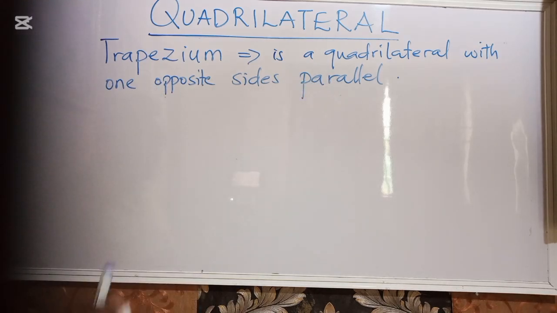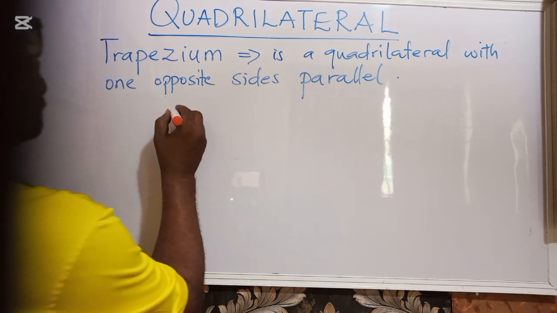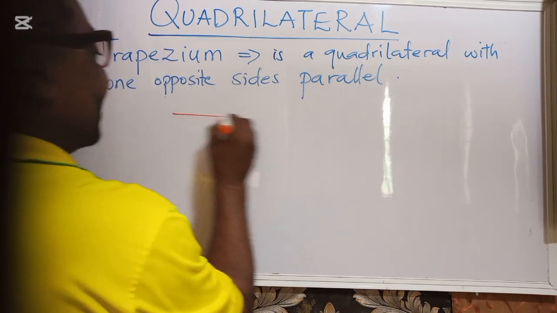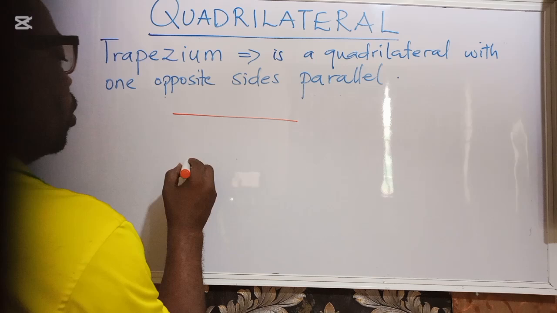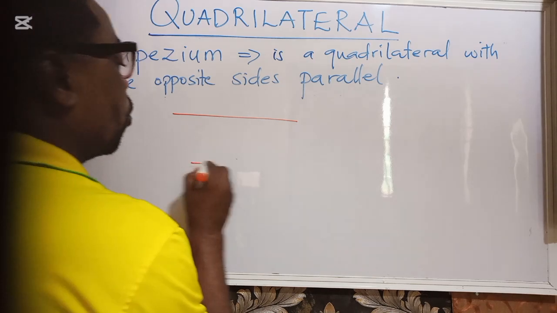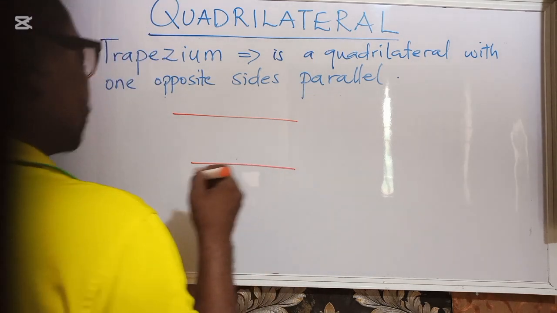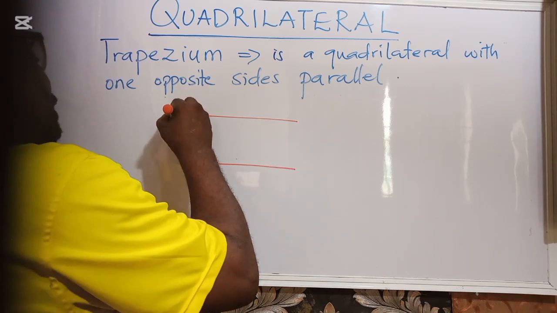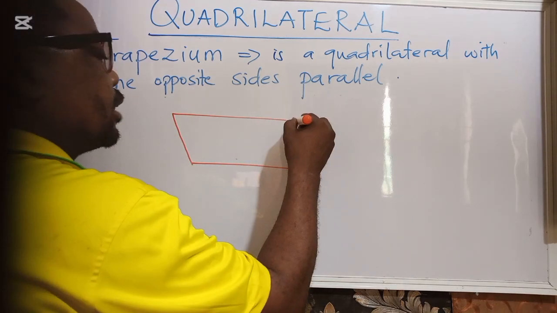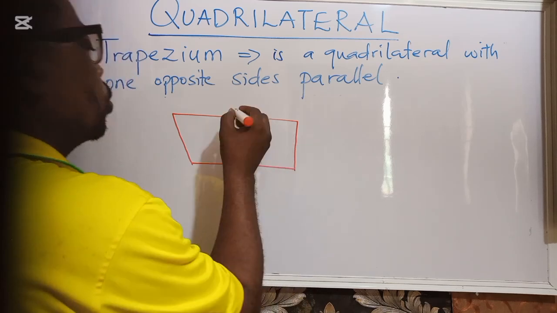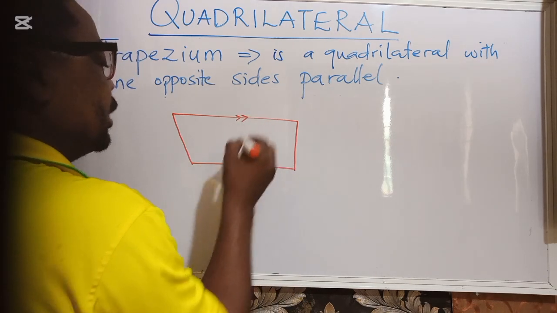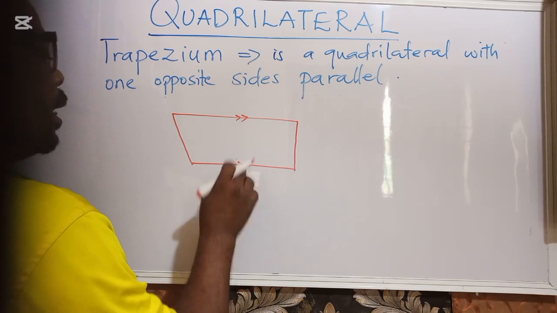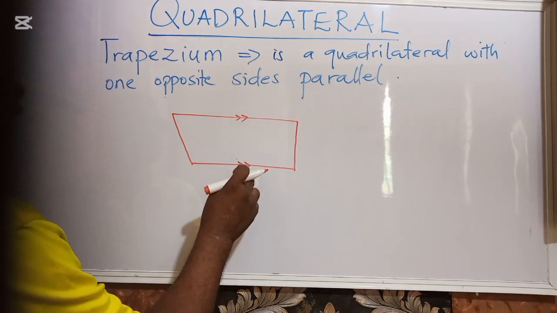The best way to draw a trapezium is to draw one parallel line, and the two must not be equal. One must be bigger than the other. Then we can join them together this way and this way. So this side is parallel to this side. We use this sign to denote parallel lines.